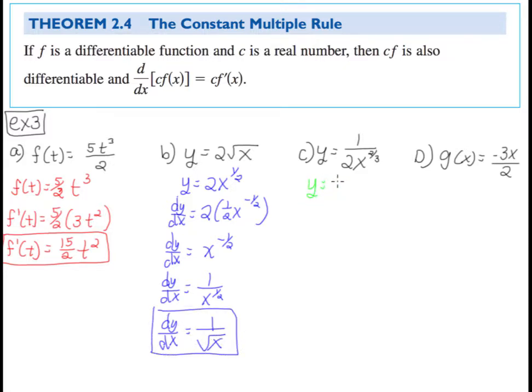And in C, I have my constant of 1/2, and I'm going to multiply that by x to the -2/3. And then I'm going to use my power rule. Multiply our constants together.